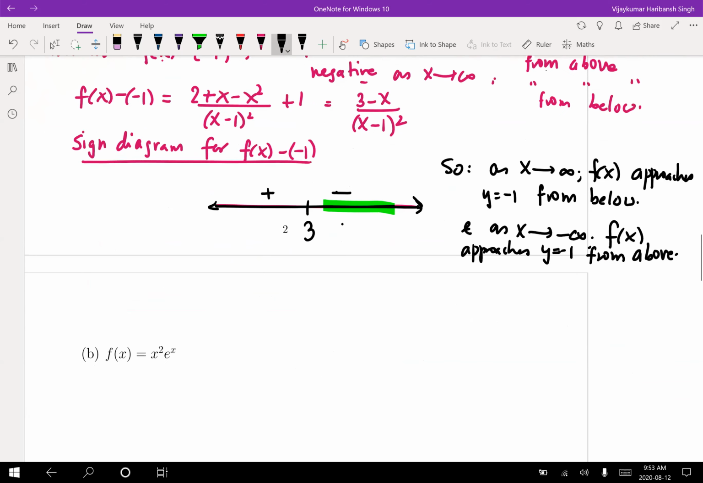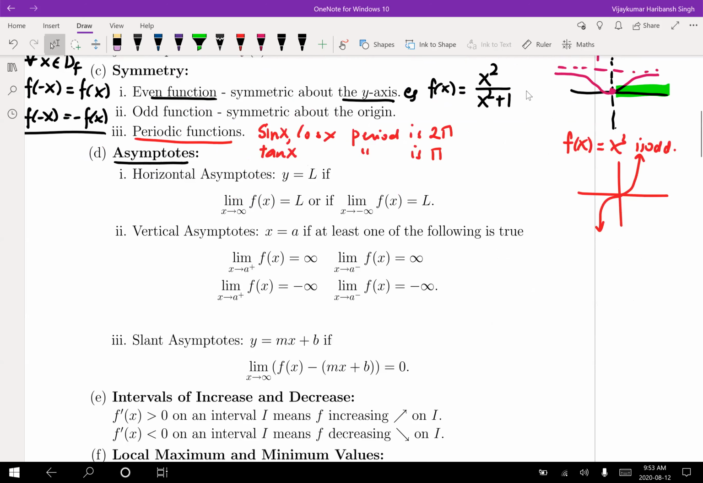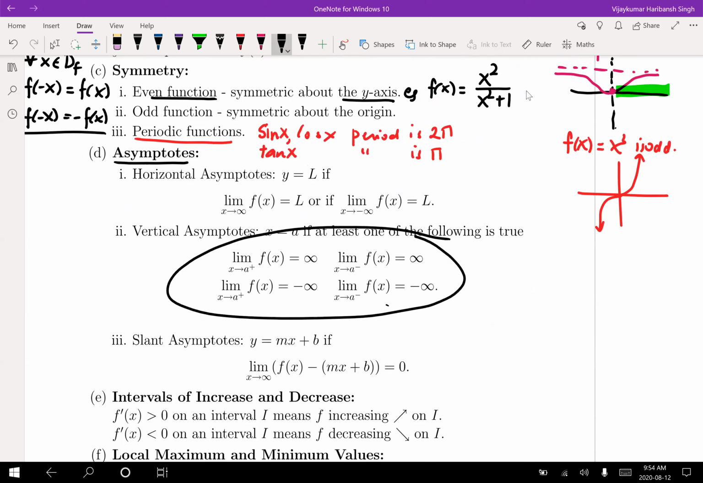The next thing we want to discuss is the vertical asymptote. So x equals a is a vertical asymptote if one of the following is true: as x goes to a plus, f of x is infinity, or as x goes to a minus, f of x is infinity, or as x goes to a plus, f of x is minus infinity. So if any of these things happen, then we get a vertical asymptote.